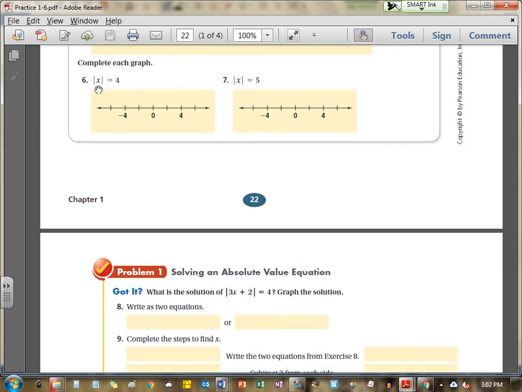How about this one? Is this complete the graph? Well, this is asking you to graph x, but we don't even know what x is. So you're going to have to kind of think about this one. What number has a distance 4 away from the origin? That's what this question means. It's saying the distance from x to 0 is 4.